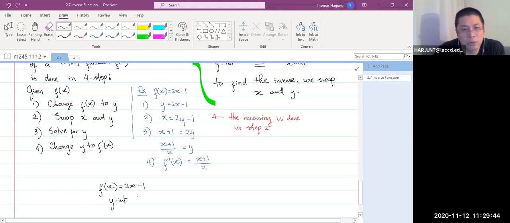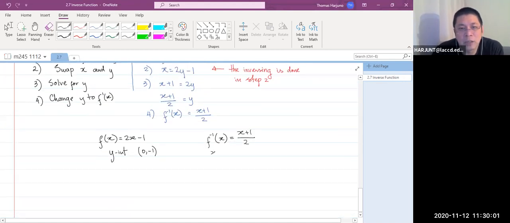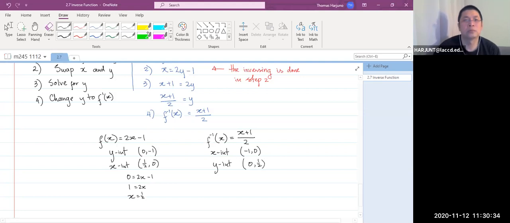The y-intercept for f(x) = 2x - 1 is (0, -1), right? Now you will see that that is actually the x-intercept of the inverse function. The x-intercept of the inverse function is (-1, 0). Now, the x-intercept of the function, you set y equal to 0 and solve for x, right? So the x-intercept is (1/2, 0). That is actually the y-intercept of the inverse function. So you see the x-intercept here is the y-intercept there. The y-intercept here is the x-intercept there.